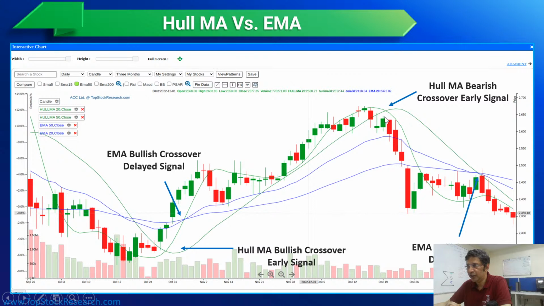Use Hull or exponential to the best of your understanding and discretion. The faster the moving average, the more false signals there are.